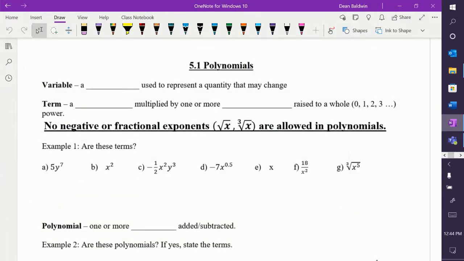Okay, polynomials. So the first little bit here, there's terminology you need to know. I'm not going to ask you to memorize it, but you'll see the words pop up every once in a while, so you need to understand what they mean. Some of them you may know already.